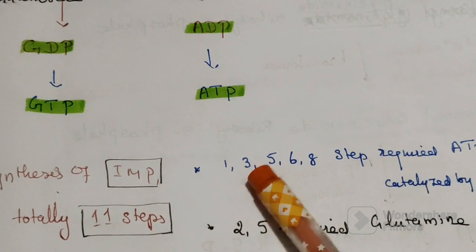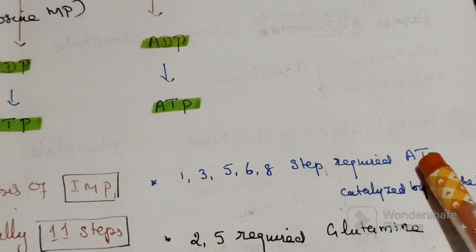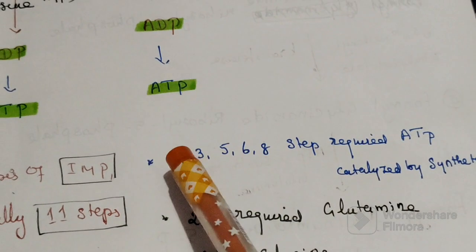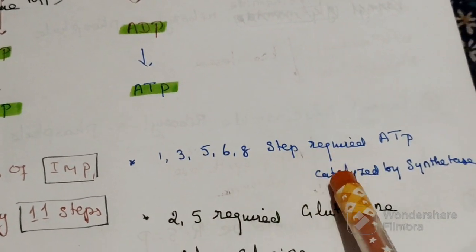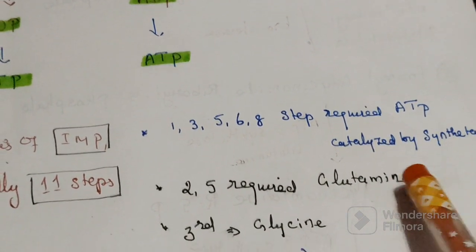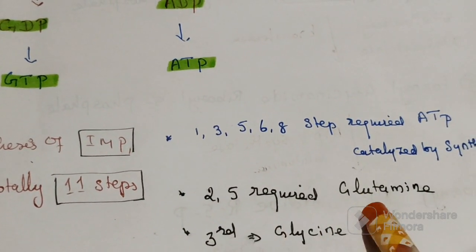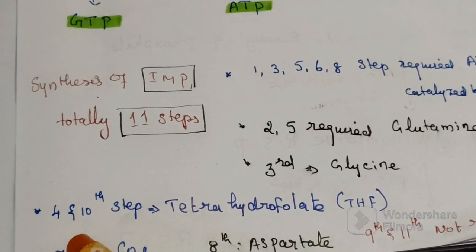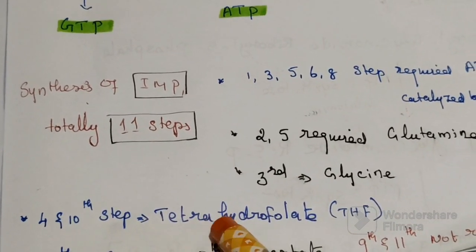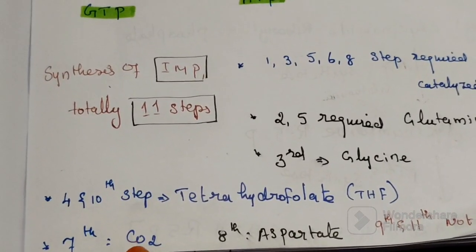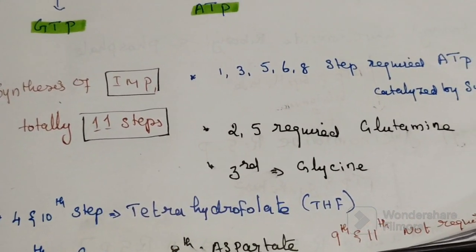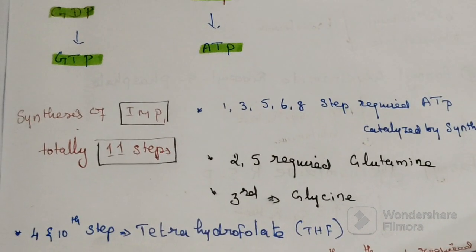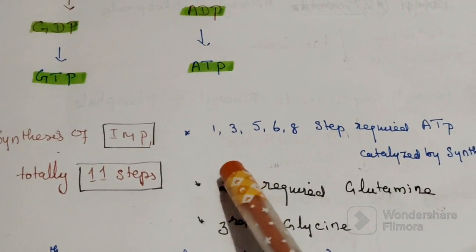In this, first, third, fifth, sixth and eighth steps require ATP and are catalyzed by synthetase. Steps 2 and 5 require glutamine. Step 3 requires glycine. Fourth and 10th steps require tetrahydrofolate. Seventh step requires carbon dioxide. Eighth step requires aspartate. Ninth and 11th steps do not require anything. So these are the 11 steps.